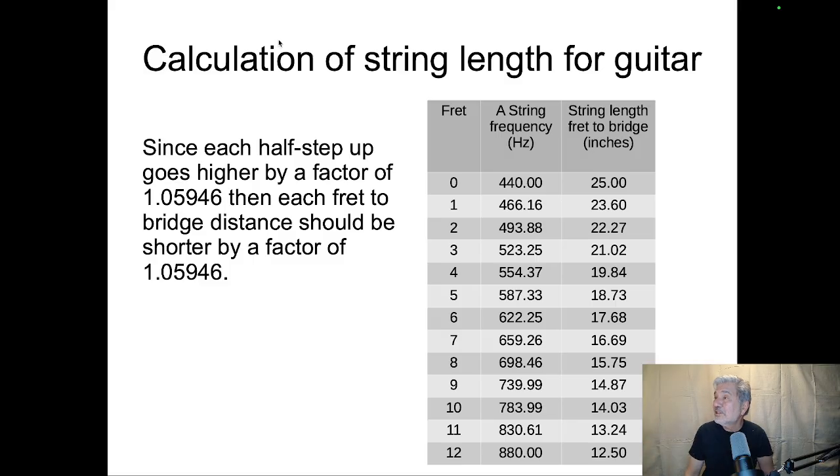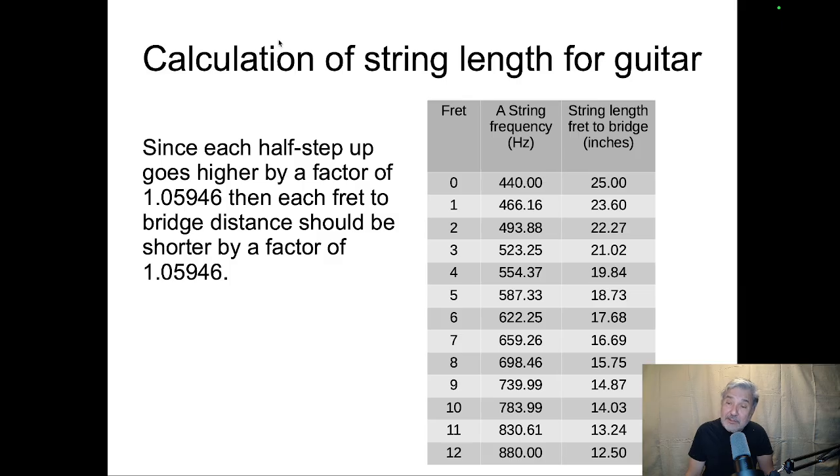So here's that table. Again, using the example length of my dreadnought guitar of 25 inches, if I divide by 1.05946, I get 23.6 inches for the first fret, 22.27 inches for the second fret, 21.02 for the third, and so on. And lo and behold, at the 12th fret, I get 12.5 inches, which is exactly half of 25. And if you recall, the 12th fret, that's the octave note.